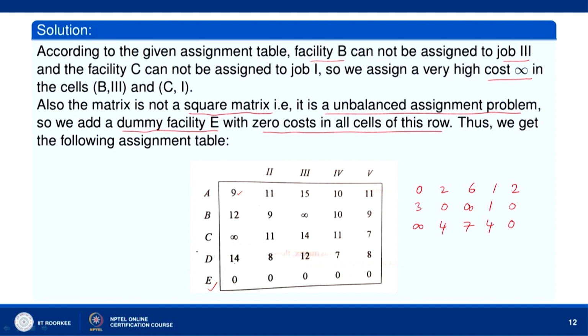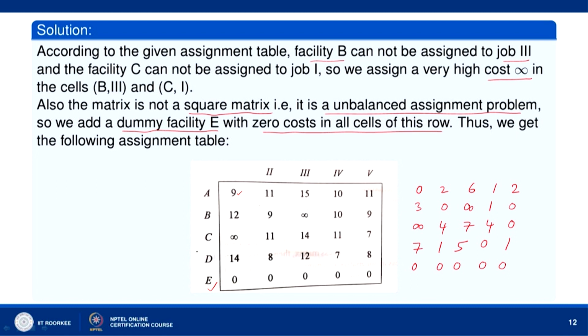Then the smallest element in the fourth row is 7. So, 14 minus 7 is 7, 8 minus 7 is 1, 12 minus 7 is 5, 7 minus 7 is 0, 8 minus 7 is 1, and the last row is the same, because the smallest element is 0, subtracted from all other zeros gives 0. Okay. Now, we do the same thing for all columns.